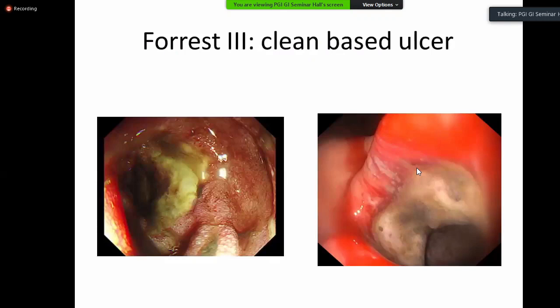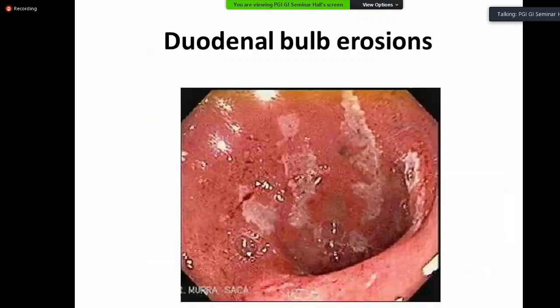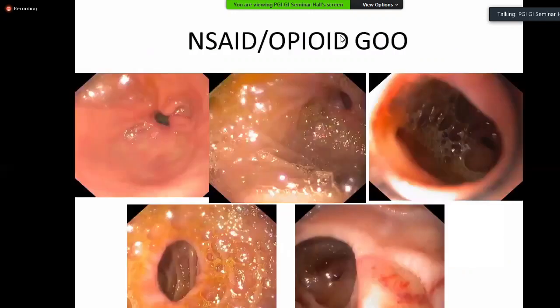I think I'll just talk of the duodenum and leave it at that for today. This was just a clean-based ulcer in the duodenum. Ulcers or erosions in the duodenum.